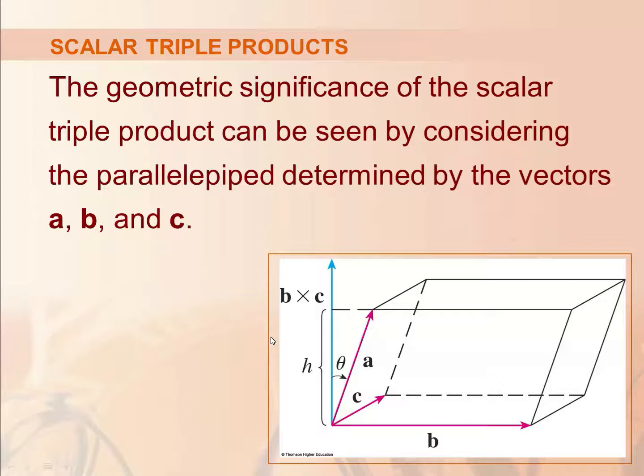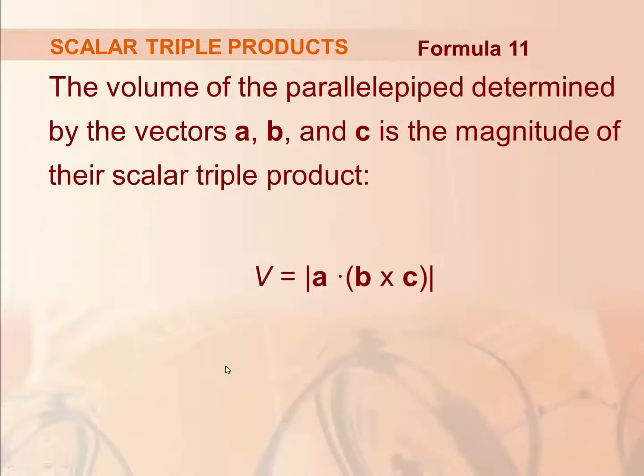Now A dot B cross C is the volume of the parallelepiped formed by A, B and C. The magnitude of it, the absolute value. So the volume of the parallelepiped is equal to the absolute value of A dot B cross C.